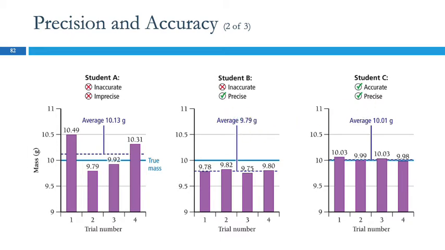When you have multiple measurements, you can use the average. So the dotted line is telling us the average. The blue line is the true value. So here, the actual average is above the true mass, not accurate. Here, the average is below the true mass, not accurate. And here, it's very close to the true mass. So this data is accurate and precise. And that's what we'd like to have. It's not always possible.